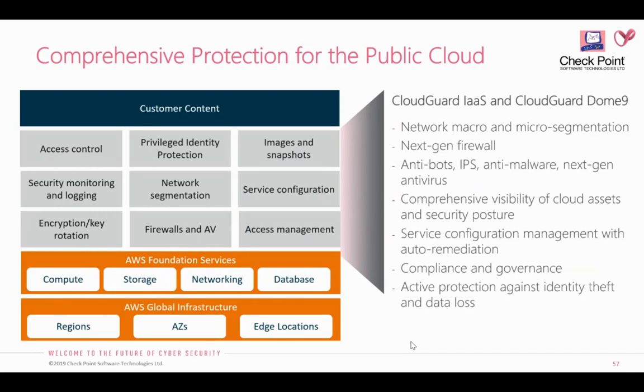So about the cloud infrastructure, the vendor, either AWS, Azure, or Google Cloud platform, can protect the foundation level offerings only. So the security is a shared responsibility on the cloud. The remaining top layer has to be secured by the customer itself. And for securing these top layer things, the workloads and everything, Checkpoint has this portfolio of cloud products which can match all the things available here, like access control, identity protection, images and snapshot, security monitoring and logging, network segmentation, firewall and AV, and access management. So all these protection features are provided by these two categories of product, IaaS and Domain.